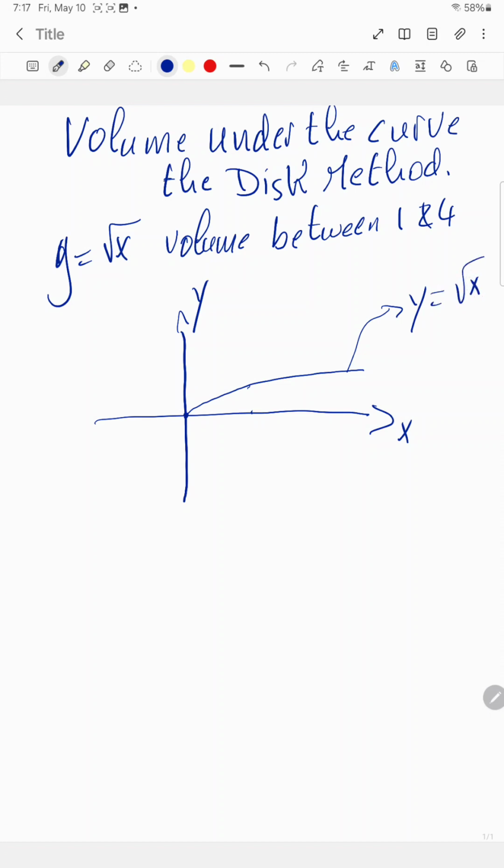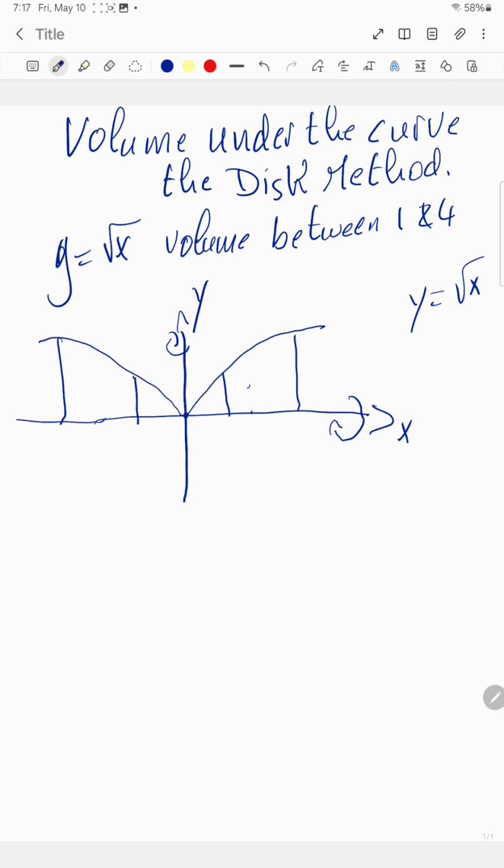So if I want to calculate the volume under that curve, either I rotate it around the x-axis or around the y-axis. If I want to rotate it around the y-axis, I want to draw it differently so you can see it better. So let's say I'll draw it like this. If I want to rotate it around the y-axis, I have to draw a symmetric one, between 1 and 4. Let's say this is 1 and this is 4 and this is minus 1 and this is minus 4.